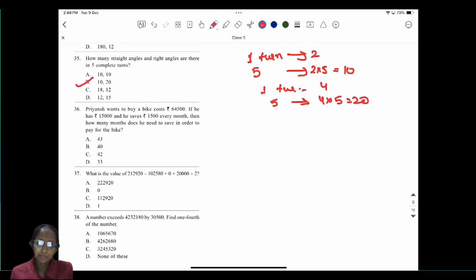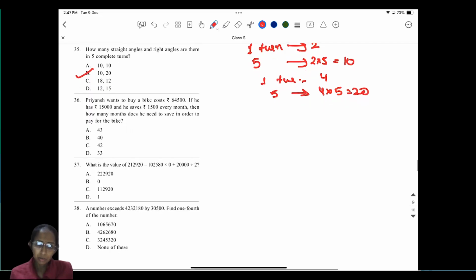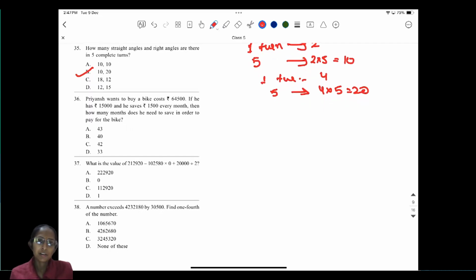Now Priyansh wants to buy a bike, costing 64,500. If he has 15,000 and he saves 1,500 every month, then how many months does he need to save in order to pay for the bike? So he already has 15,000 rupees. So he requires how much more? 64,500 minus 15,000. That means he requires 49,500 rupees more. And every month he's saving 1,500.